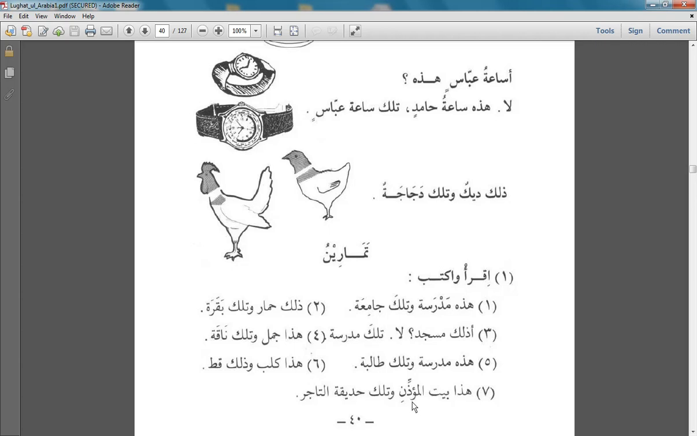هذا بيت المؤذن وتلك حديقة التاجر. This is the muadhin's house. Muadhin meaning the one who calls the adhan. And that is the trader's garden. So you see, this is mudaf and mudaf ilayh. So mu'adhini, it has a kasra because it's mudaf ilayh. And at-tajir, it's also supposed to have a kasra because it is mudaf ilayh.